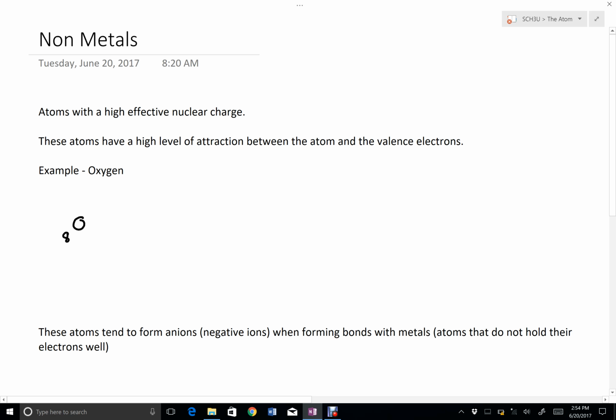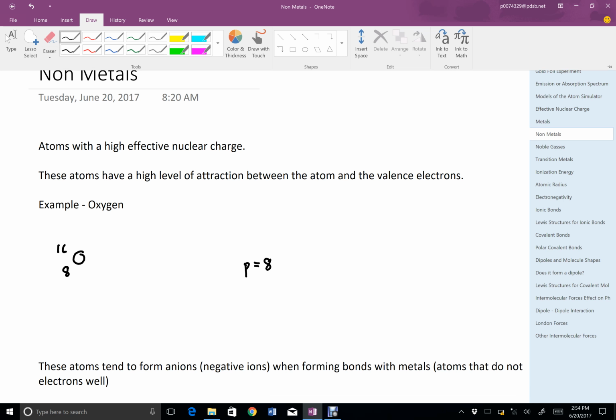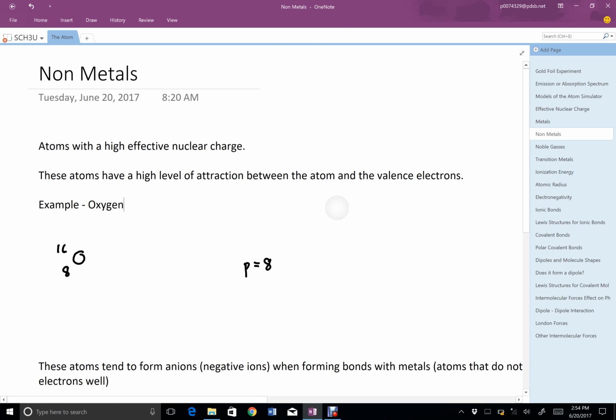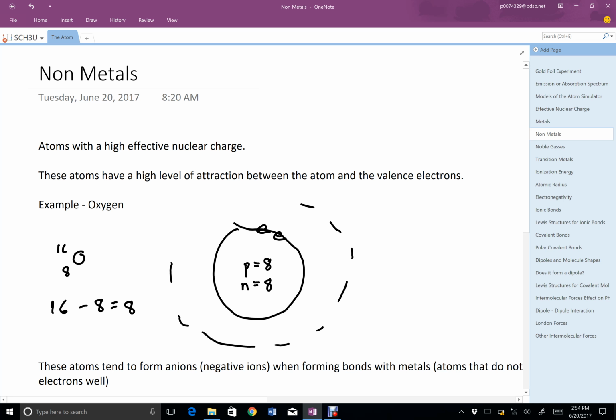Oxygen has an atomic number of 8 and an atomic mass of 16, meaning that it has 8 protons and 16 minus 8, 8 neutrons. And it has 2 electrons in the first shell and 6 electrons in the next shell.